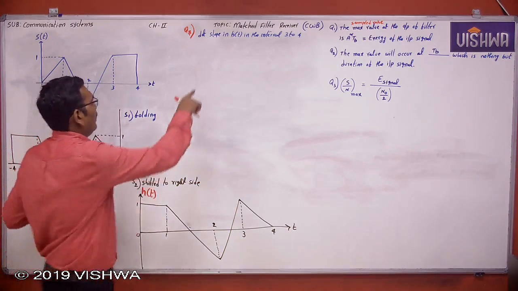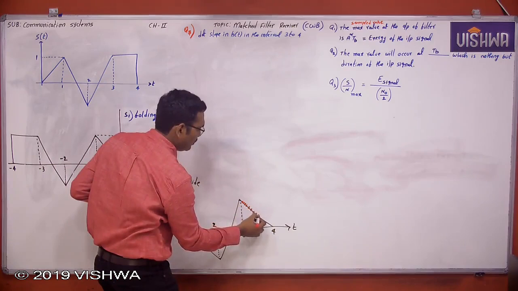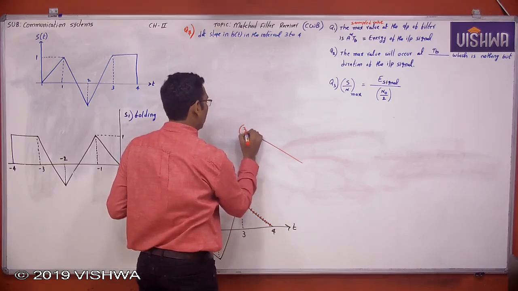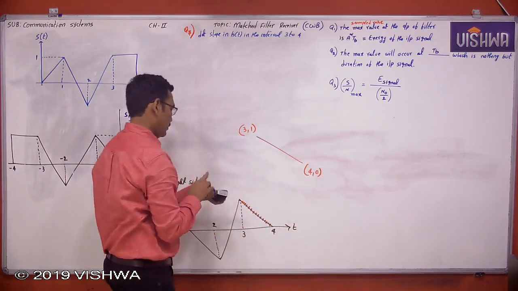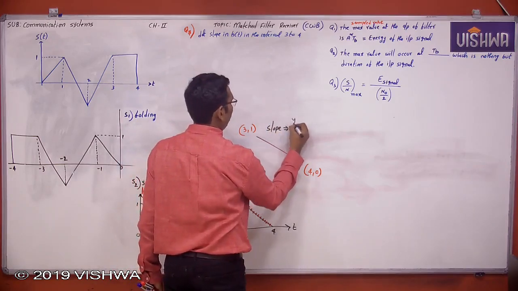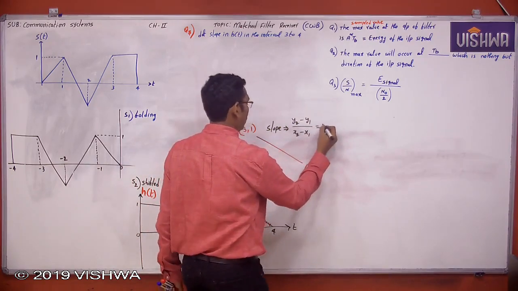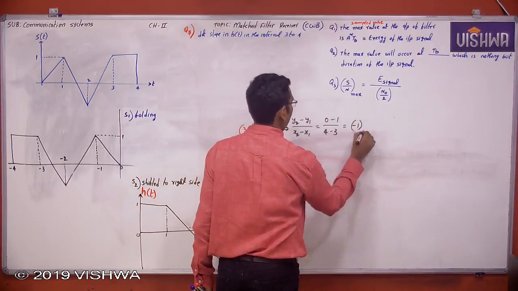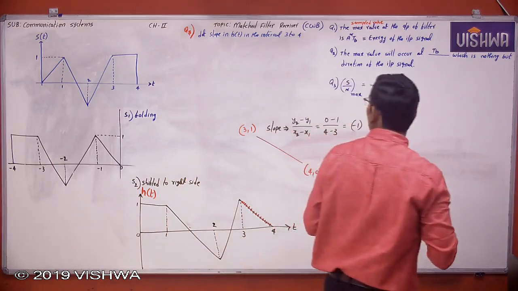Now determine the slope in the impulse response in the interval 3 to 4. In the interval 3 to 4 means this is 3 comma 1 and this is 4 comma 0. Now what is the slope? The slope is the change in y, y2 minus y1 by x2 minus x1, which is equal to 0 minus 1 by 4 minus 3. Now this is nothing but the slope in the interval 3 to 4 in the impulse response. Okay. This is question number 7.